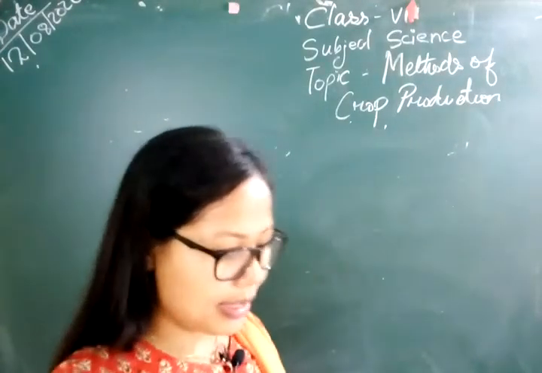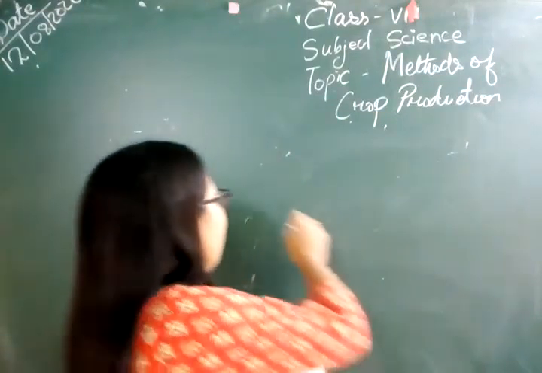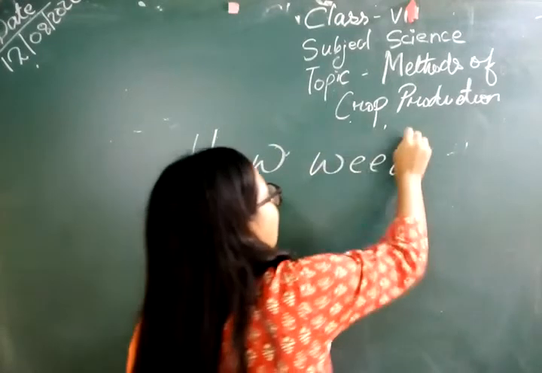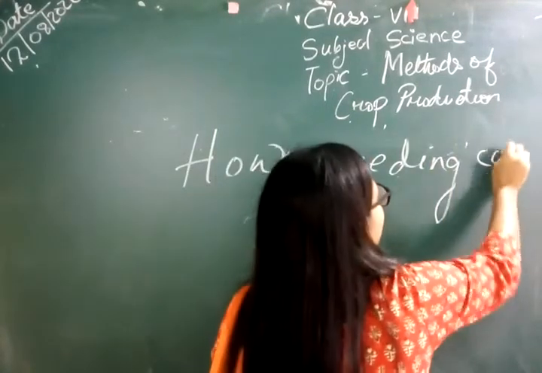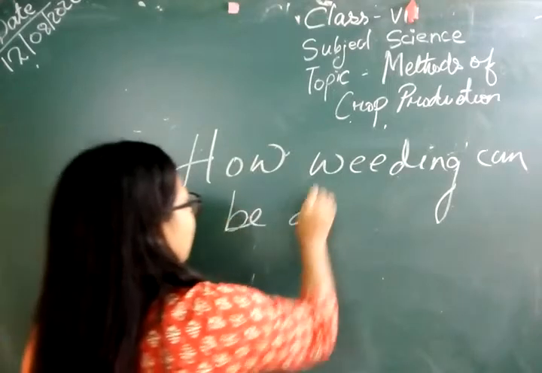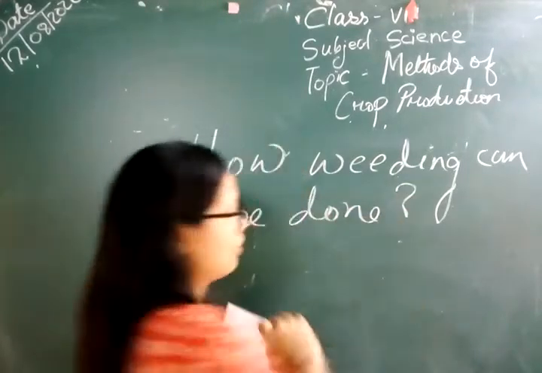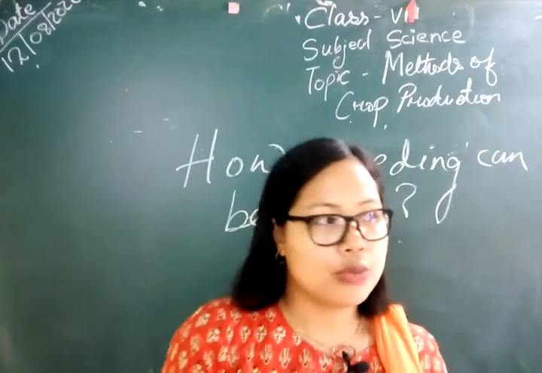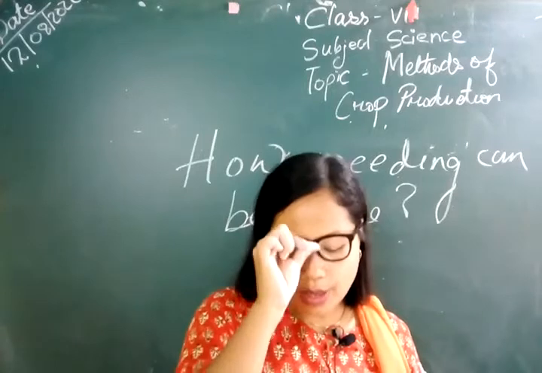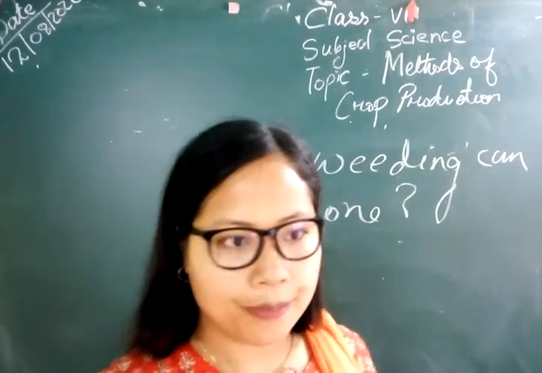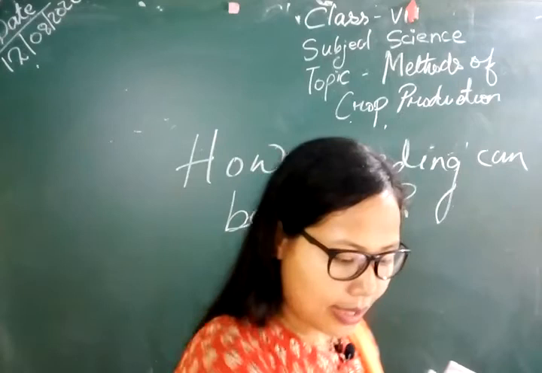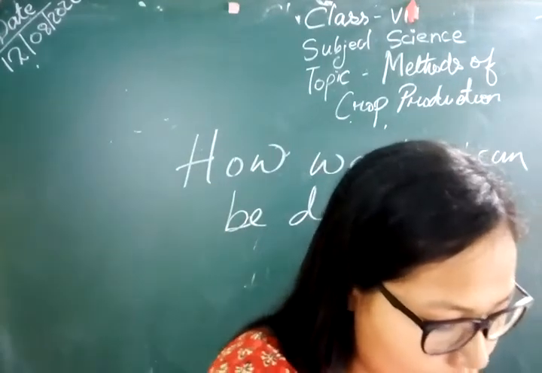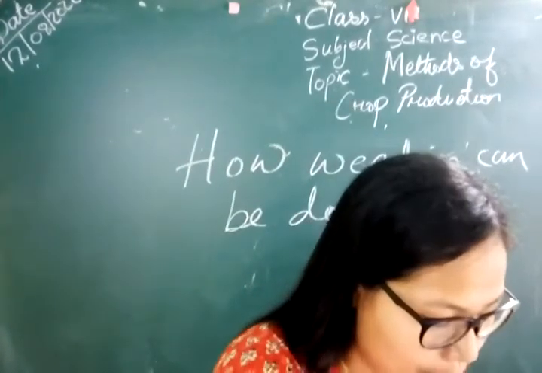Now we'll be discussing how weeding can be done. The question arises in our mind: how can weeding be done? Can you tell me how to remove these unwanted plants? Do you have any experience, or did you see it anywhere? Okay, great. Let's see from your textbook. It can be done by pulling the weeds out by hand or by using a trowel or a harrow to uproot them.